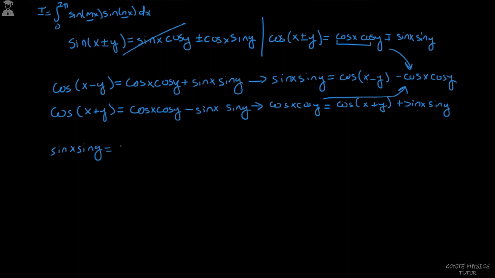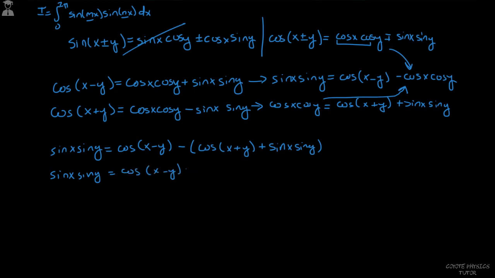And then I can plug this term straight into there, and I get sine of x sine y is equal to cosine of x minus y, and then minus cosine of x plus y plus sine x sine y. And then distributing in my negative, I get cosine of x minus y minus cosine of x plus y minus sine x sine y. And then you'll notice that I have this term and this term.